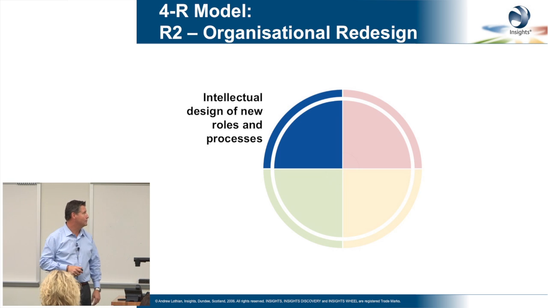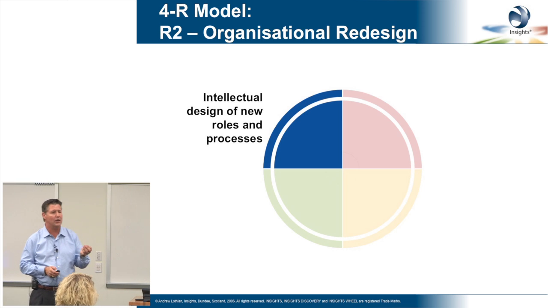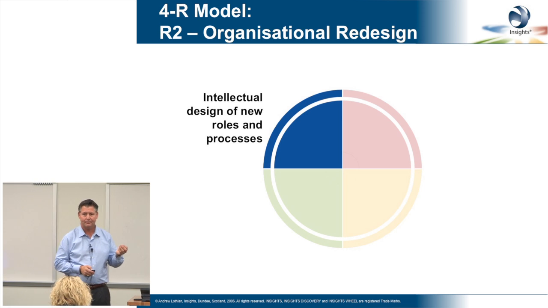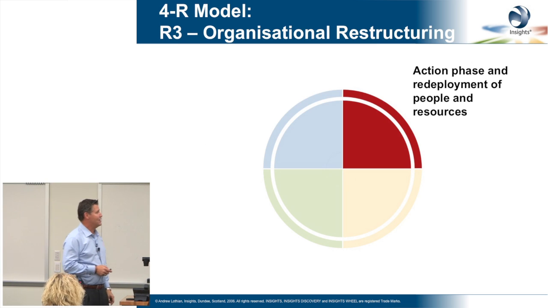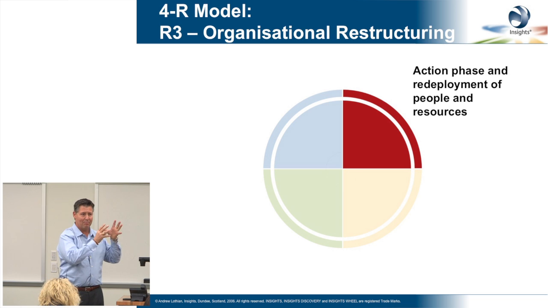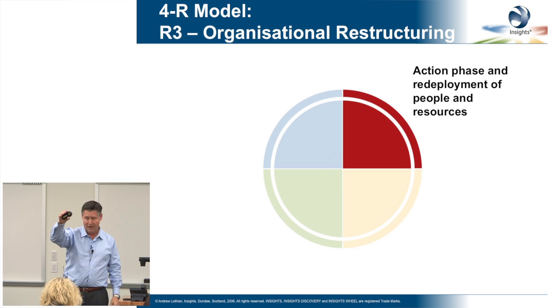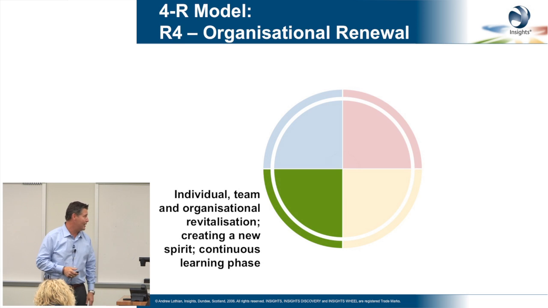Jump up to cool blue, organizational redesign. Intellectually, what's the data? What's the logic? What are we going to do? What's the plan? Where do you jump next? Organizational restructuring, action phase, redeployment, people, resources. Remember what it is? Fiery red, go mode. We've created a vision. We've got a plan, cool blue. Fiery red is, let's start doing it. Get in there, dive in, we're in go mode, and look where you wrap it up.